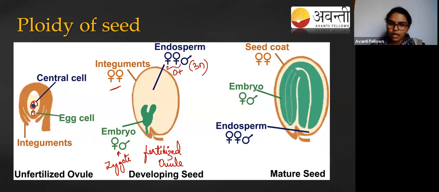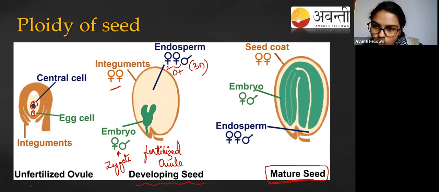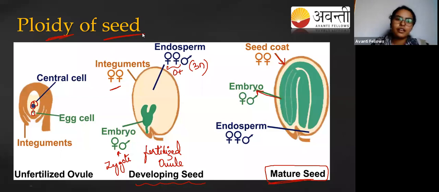अभी देखो बेटा. Now this is a developing seed, and now this is the mature seed. Okay, so this becomes the seed coat. I told you, right? Integuments will convert into seed coat, and this is the mature embryo, and this pink color is the endosperm. Okay, so this is about the ploidy of the seed. Just remember this.